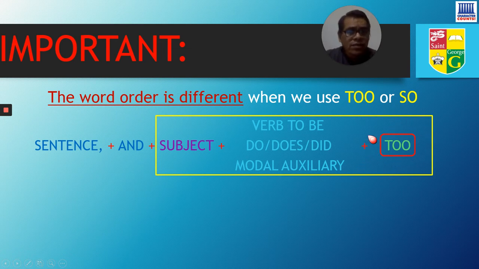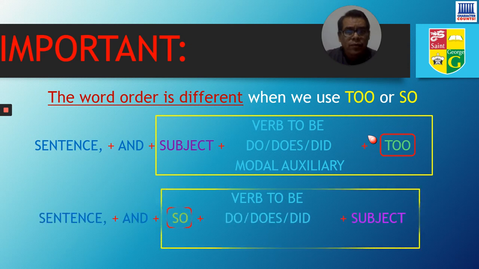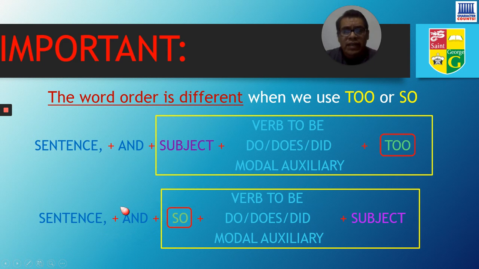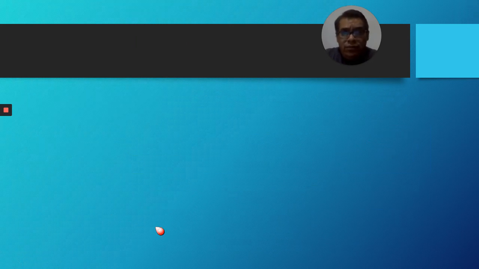But it is different when we use the word so. As you can see, the sentence goes first, we connect the sentence with the word and, but then directly we have the word so. Then we put the verb to be, or do, does, or did, and the modal auxiliary. Finally, we have the subject. It is very clear that the word too goes at the end and the word so goes after the word and. Let's look at some other examples.